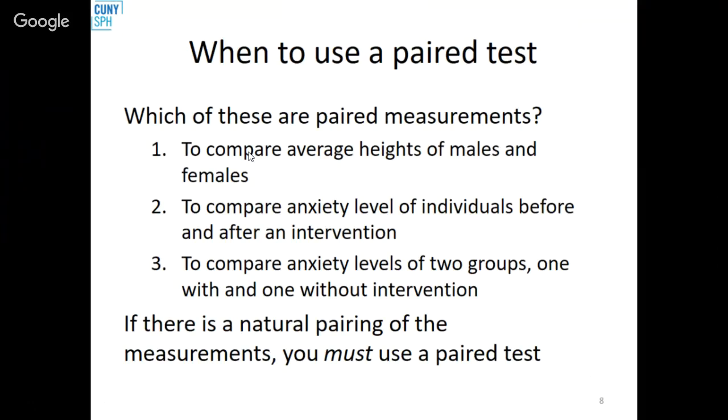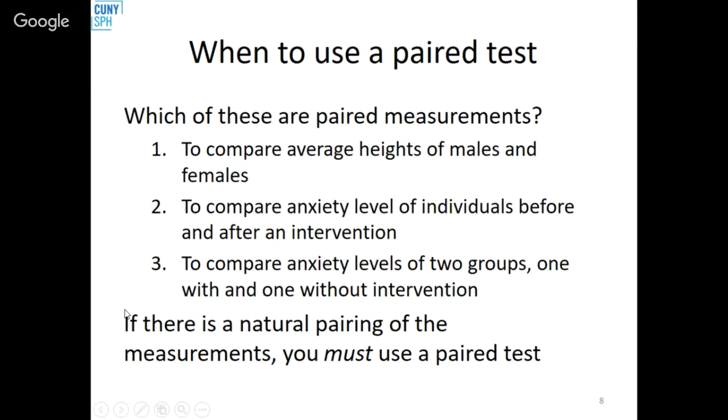All right, so to make sure you have it, I'm going to ask you some questions. Which of these are paired measurements? A comparison of the average heights of males and females. No, that's not paired measurements, not as stated here. To compare anxiety levels of individuals before and after an intervention. Yes, as long as you're looking at individuals with a measurement before and after the intervention. Comparison of anxiety levels of 2 groups, one with and one without the intervention. No, very good.